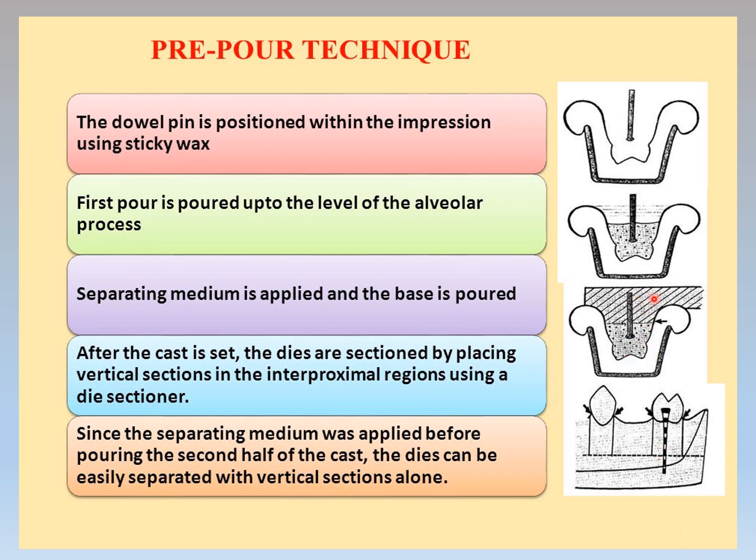Okay, so second pour, separating media in the middle. After the cast is set, the dies are sectioned by placing vertical sections in the interproximal region using a die sectioner. Since the separating media was applied before pouring the second half of the cast, the dies can be easily separated with the vertical section alone. So don't worry, it can come out easily after you section it, guys.